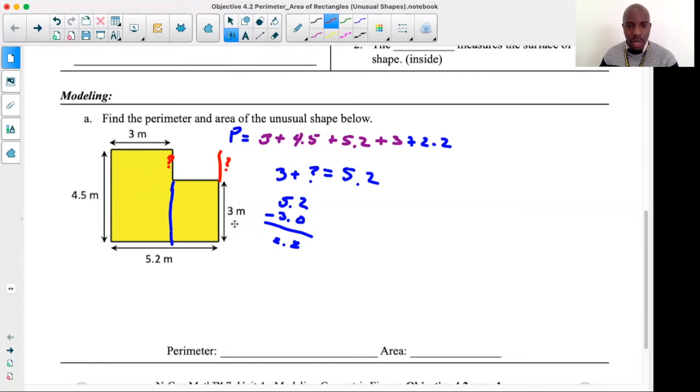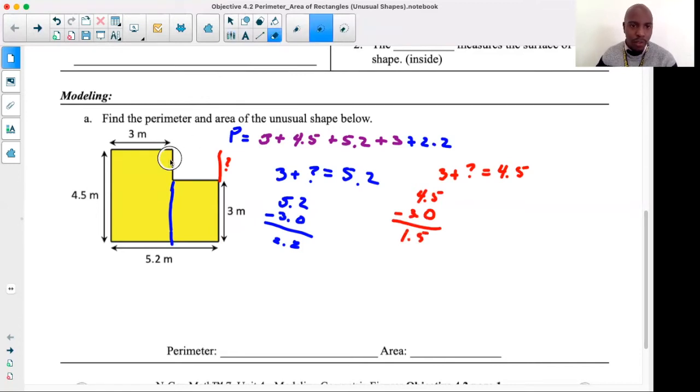So what I'm going to do is say, okay, 3 plus something, right, has to equal 4.5. Once again, I'm going to subtract 4.5 minus 3, and that's going to give me 1.5. So I know that this question mark here is really 1.5. Whereas this other area down here is really 2.2. Okay? That's your first step when you go to do this. You first need to find these missing lengths.